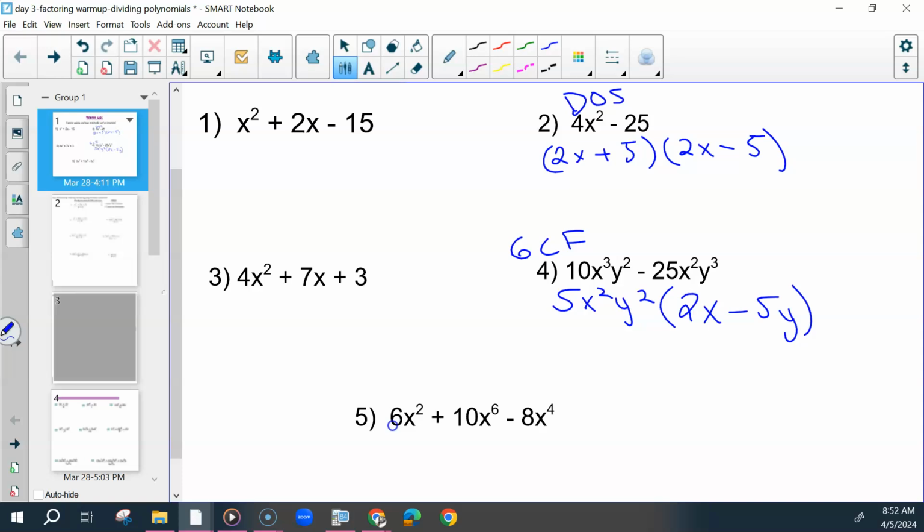And then we have our trinomials, where a equals 1, and that's where we're looking for 2 numbers that multiply to be c, whatever this number is, but adds to be b.